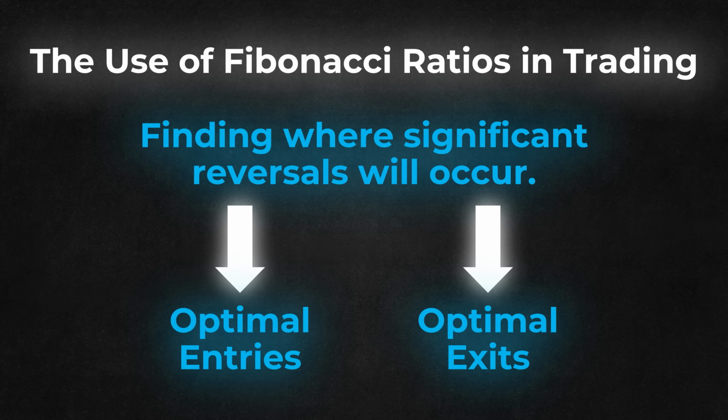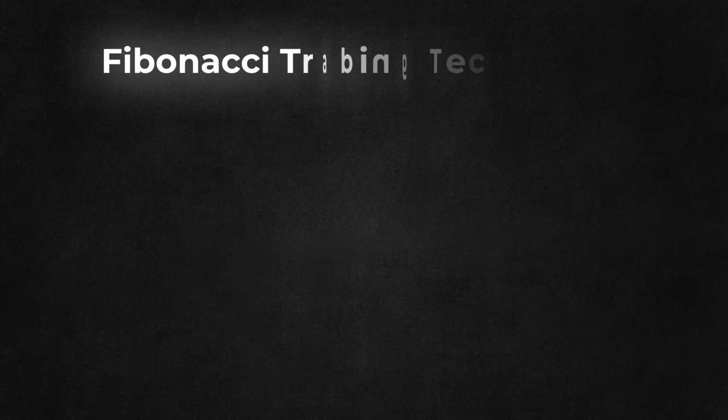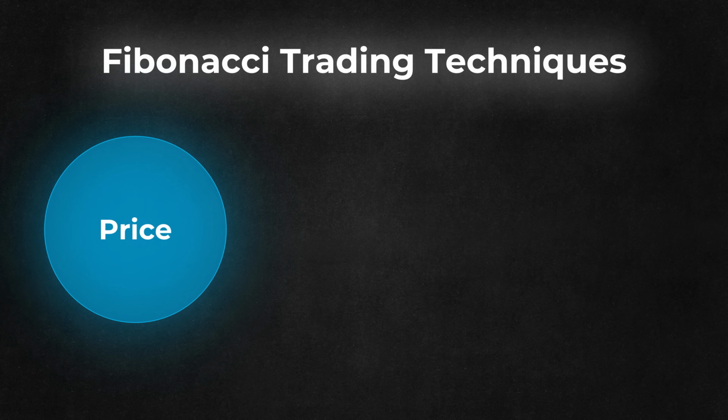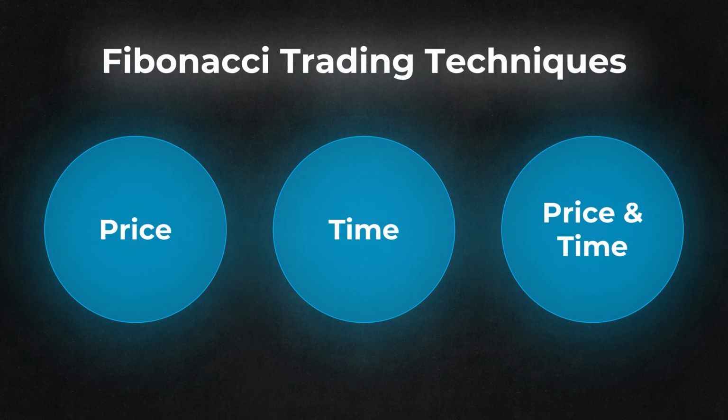Now that we have a solid mathematical understanding of Fibonacci numbers and ratios, where they come from, and why we should care about them, it's time to understand how these ideas are applied to trading in more practical terms. Fibonacci trading techniques can be used in three main ways: in terms of price, in terms of time, and also in terms of a combination of price and time.